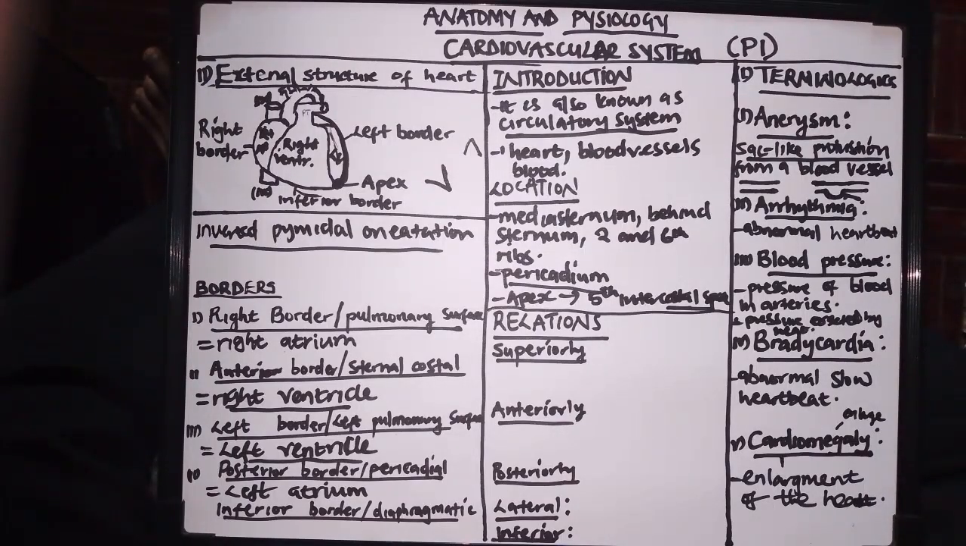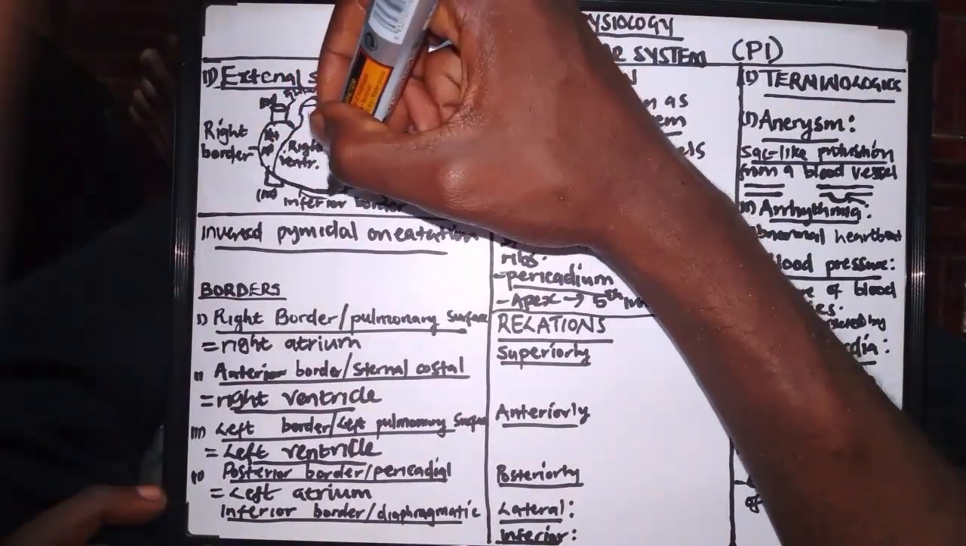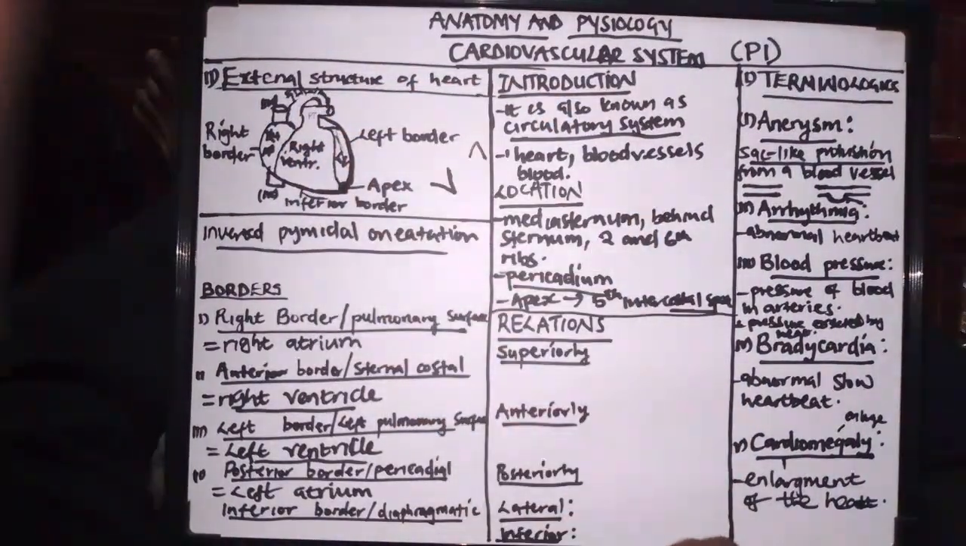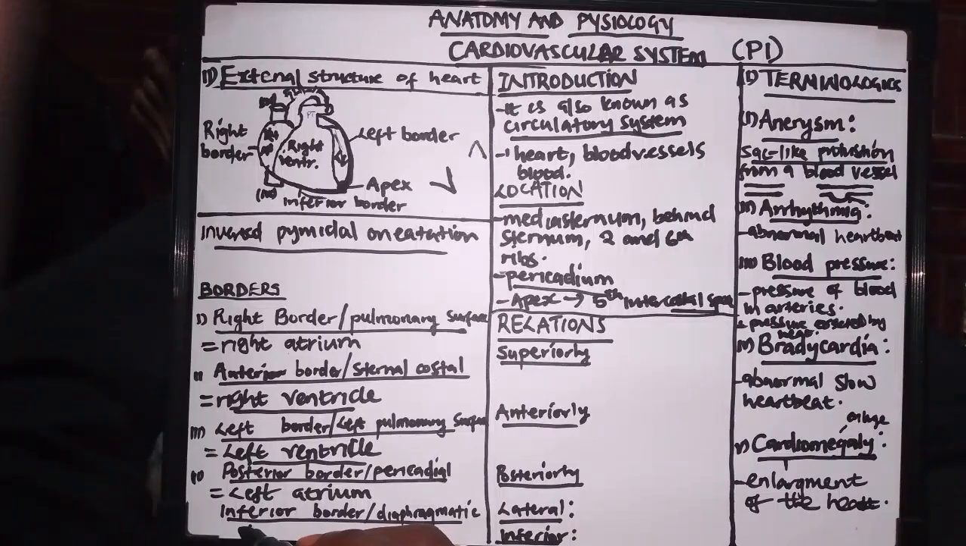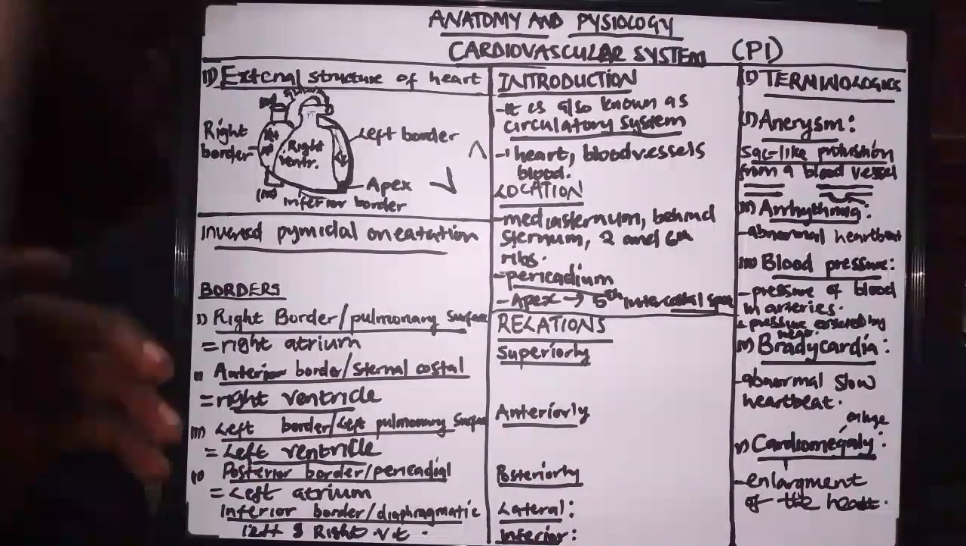Then the last border, or the last surface, is what is known as the inferior border, or the diaphragmatic surface. So the inferior border is this line which is below the heart. That line is basically formed by two ventricles, the left and right ventricle. So these are the borders which basically form the external surface of the heart.